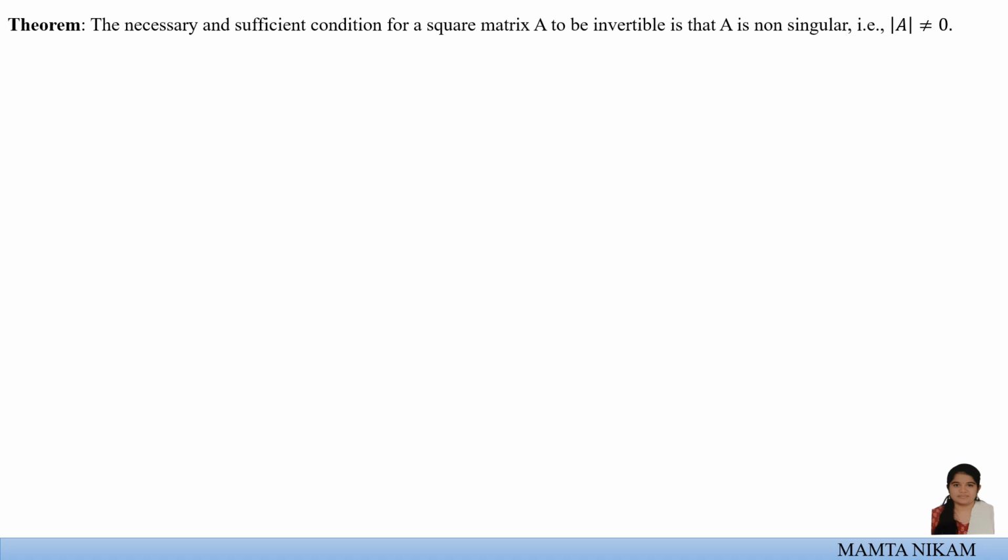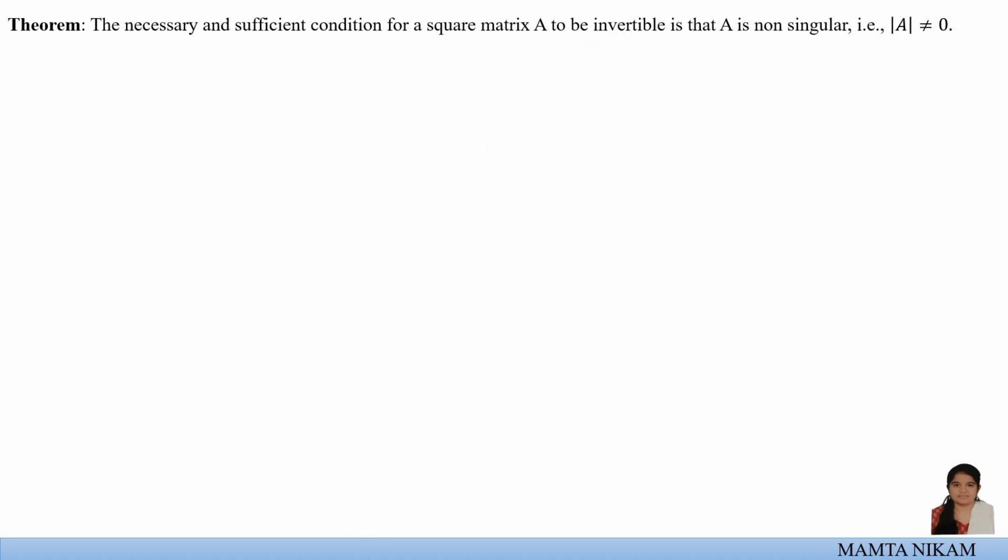Let us discuss a theorem which says the necessary and sufficient condition for a square matrix to be invertible is that A is a non-singular matrix, that is determinant of A is not equal to 0. अभी मैंने बताया था कि अगर A इनवर्स फाइंड आउट करना है तो डिटर्मिनेंट की वैल्यू हमेशा नॉन जीरो चाहिए. अगर जीरो होगी तो इनवर्स फाइंड आउट नहीं कर सकते. वही यहाँ पे हम प्रूव करके देखेंगे.